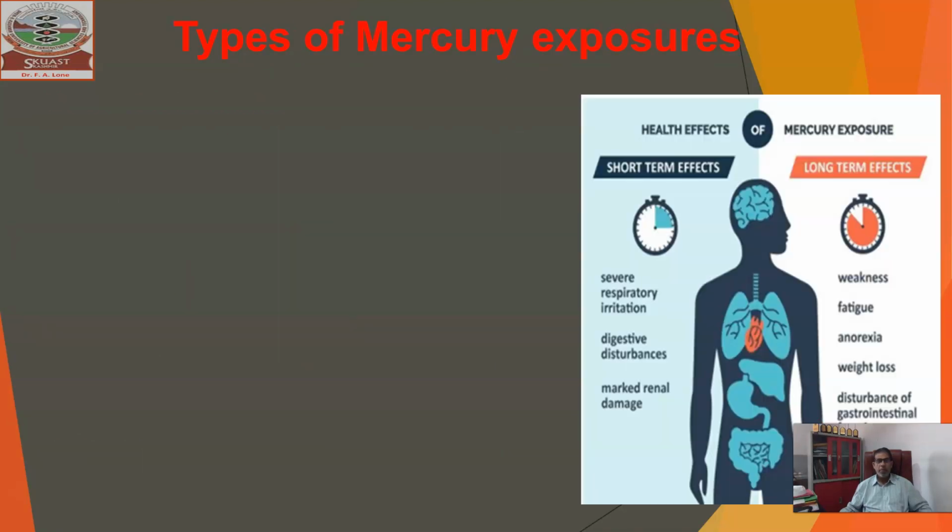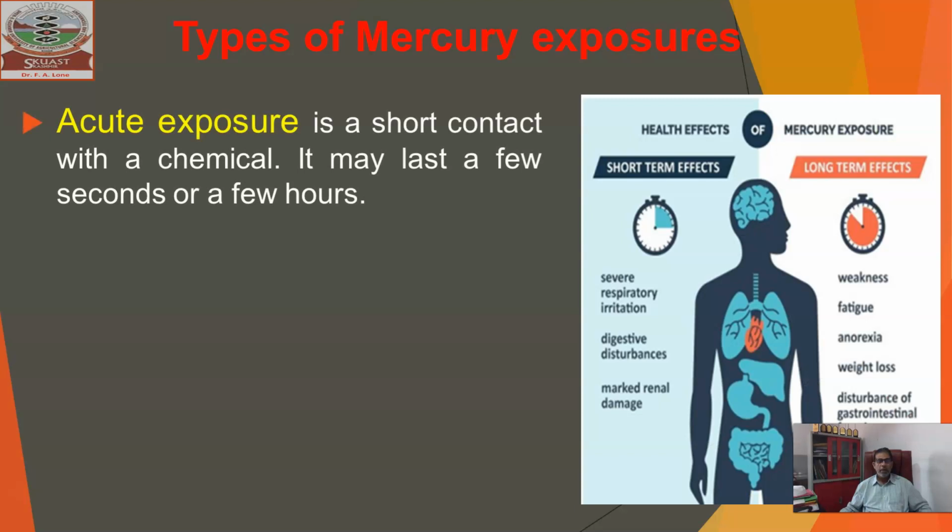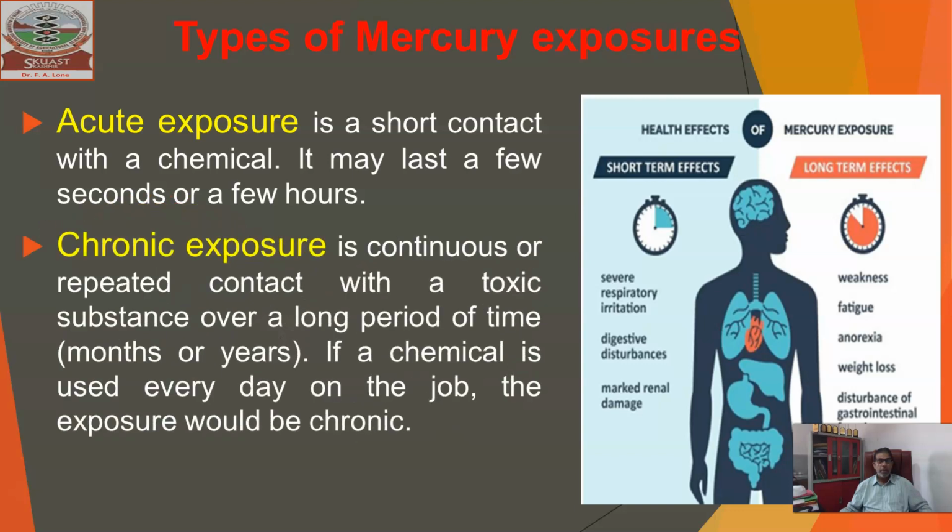Then the types of mercury exposures, as you know, there are 2 types of exposures as far as mercury is concerned. One is called acute exposure, which is a short contact with the chemical, and it may last a few seconds or a few hours. Then you have chronic exposure. It is a continuous or repeated contact with a toxic substance over a long period of time, maybe sometimes months or years. If a chemical is used every day on the job, the exposure would be chronic.